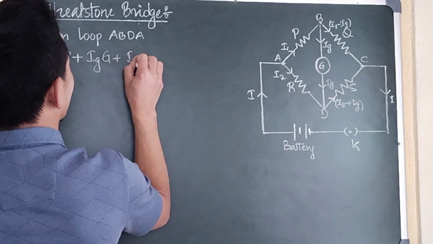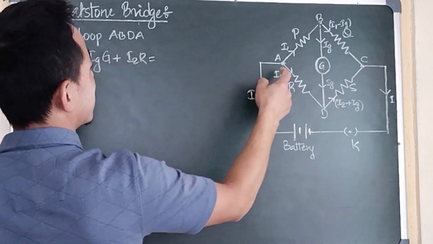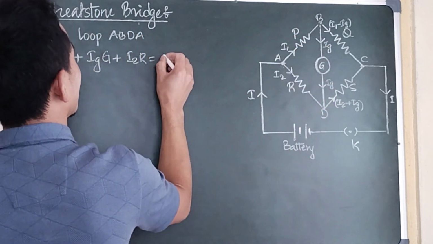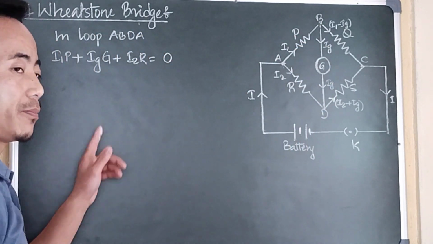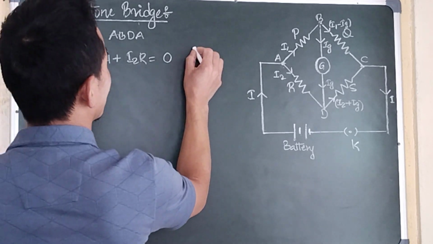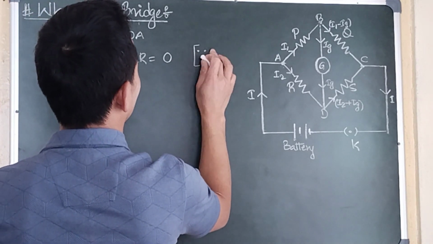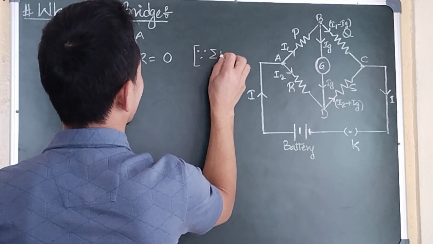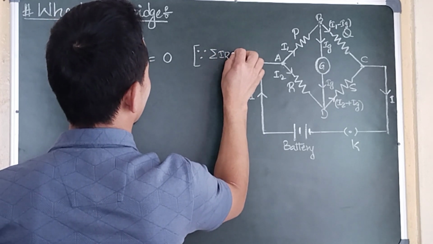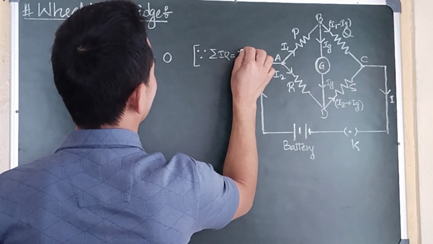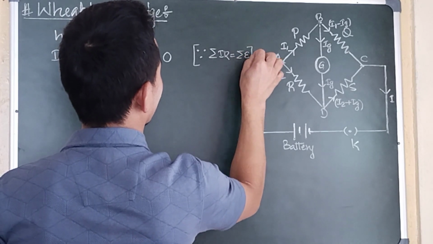So the product will be I2R. And since there is no EMF connected here, the value of EMF will be 0. So here we have used Kirchhoff's second law, which says that the sum of the product of current and resistance in the closed path has to be equal to the sum of the EMFs.